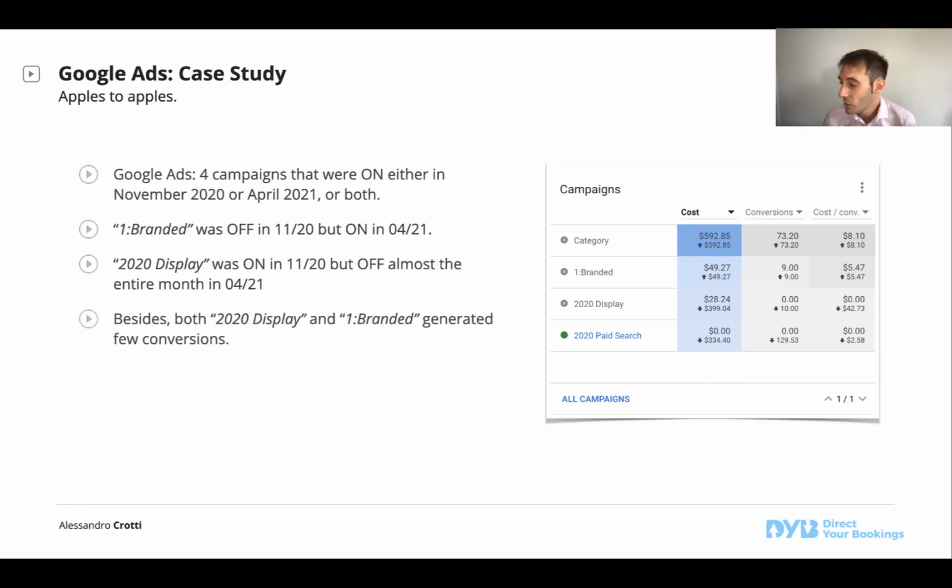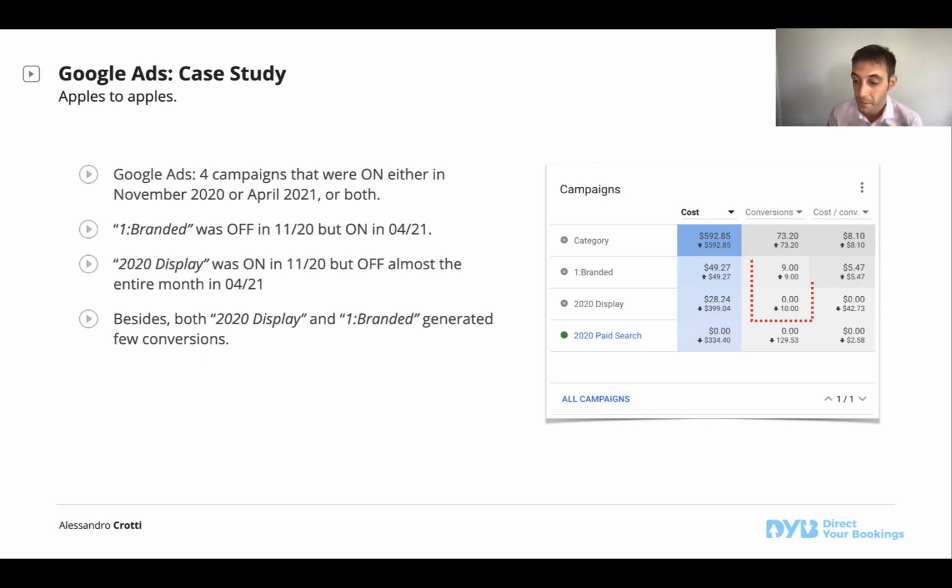Another thing that we need to consider is that both the 2020 display and One Branded campaigns generated few conversions. I'm not even talking about the revenue. We're going to be looking at it in a moment, but they didn't generate much conversion. Actually, the 2020 display didn't generate any conversion in April. It generated 10 conversions back in November, and the branded campaign generated 9 conversions. But we're still talking about very little numbers, let's put it this way.